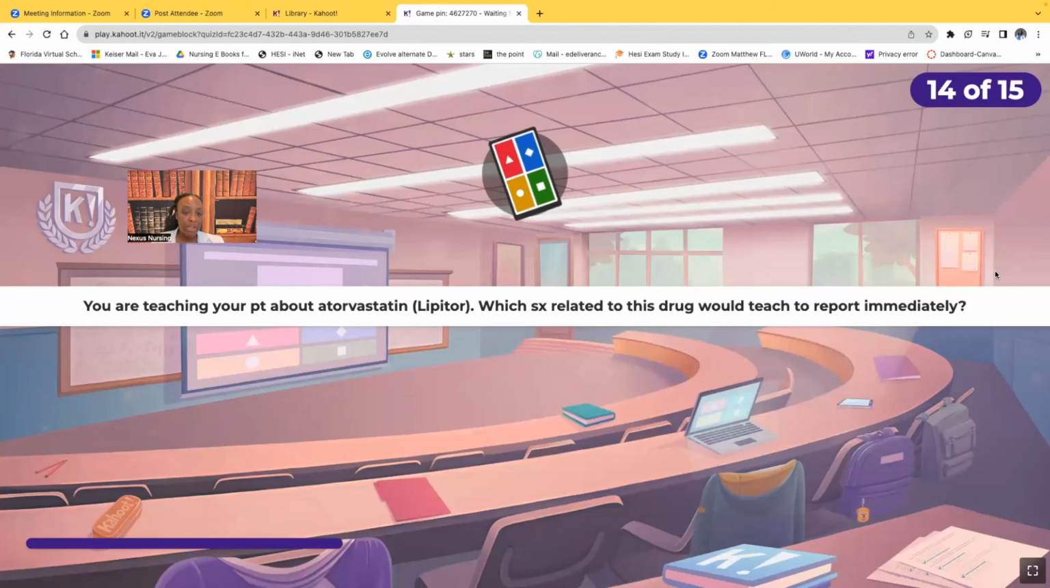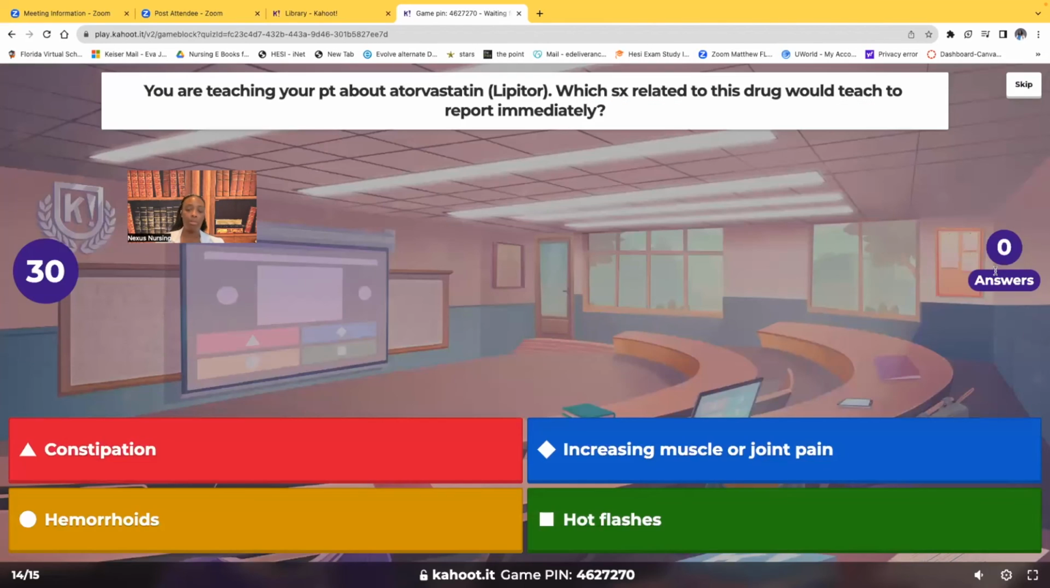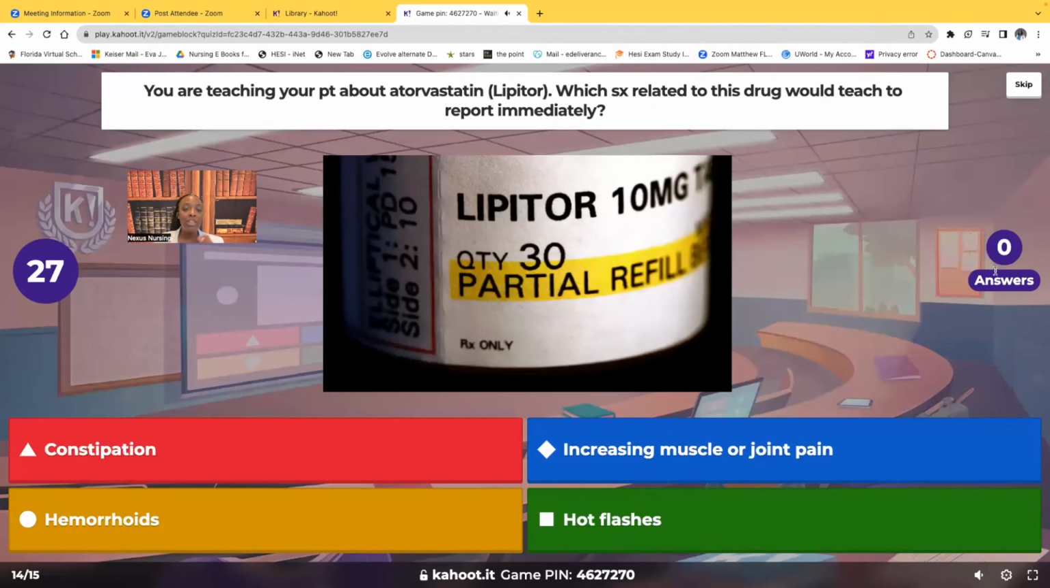You're teaching your patient about atorvastatin, Lipitor. Which symptom related to this drug would you teach them to report immediately? Is it constipation, increasing muscle or joint pain, hemorrhoids, or hot flashes? The medication is atorvastatin, Lipitor.